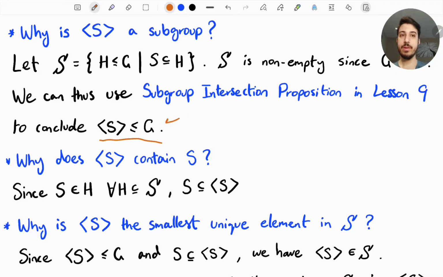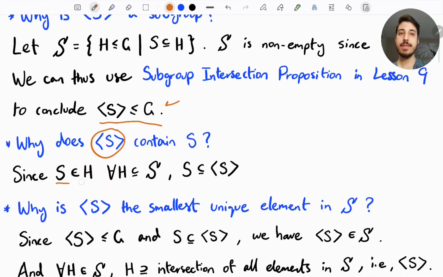The second question is, does the subgroup generated by S contain S? All we know here is that this is the intersection of all of the subgroups that contain S. But that is the case because of the definition. Because S is contained in H for all H in squiggly S, therefore S must be contained in their intersection.